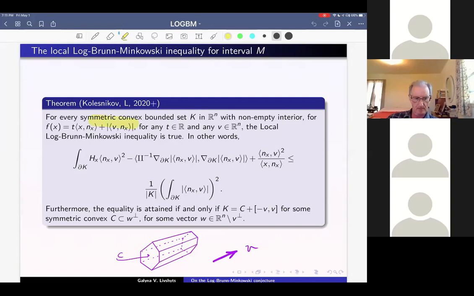which is equal to the absolute value of just the scalar product of the normal with some vector. It corresponds to sort of transforming the convex set with an interval, as you will see. Then it turns out that this speed function will always give the right inequality for the local version of the Log-Brunn-Minkowski conjecture. So for this specific function, it's always true. And moreover, the equality is attained if and only if K is a cylinder with axis parallel to the vector V.